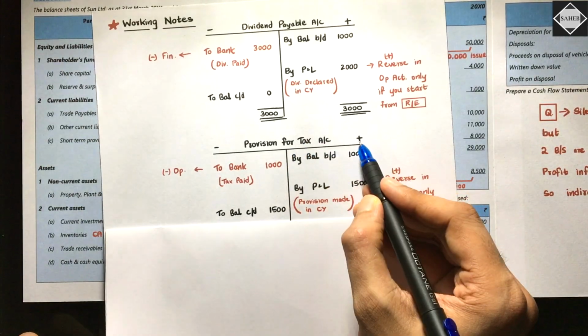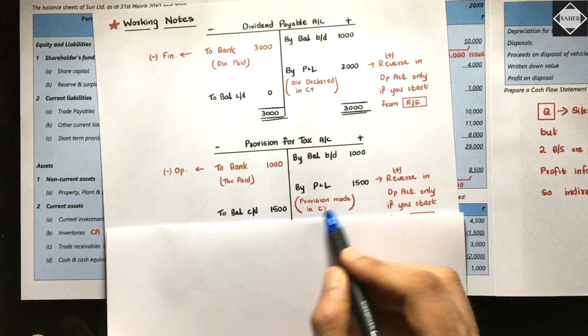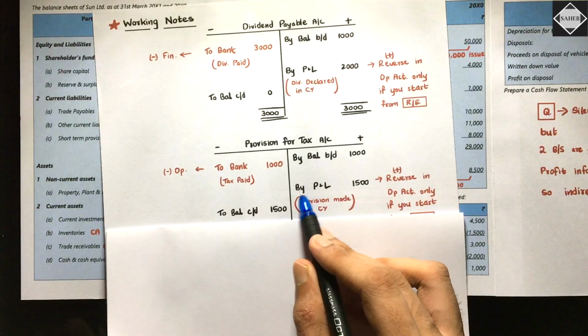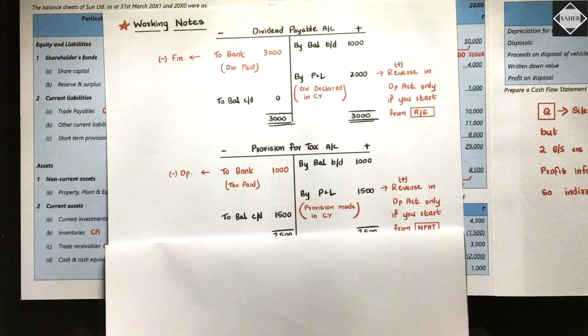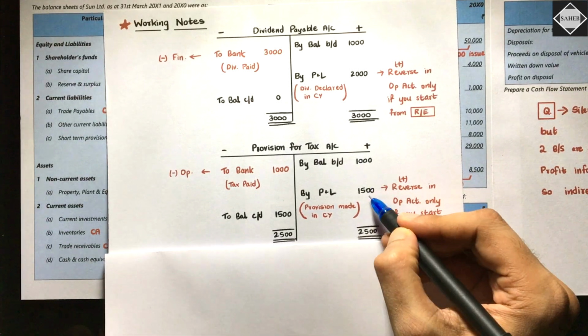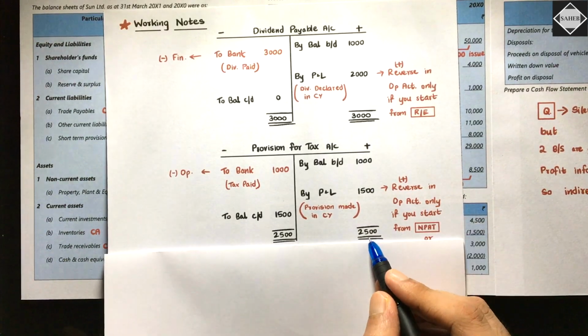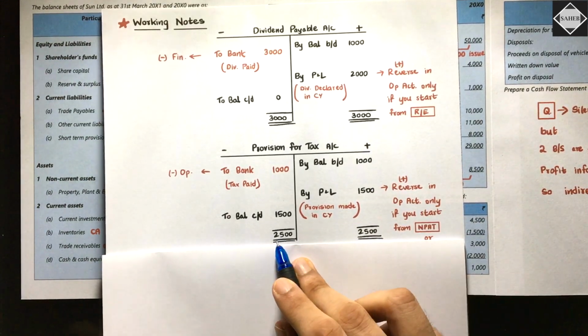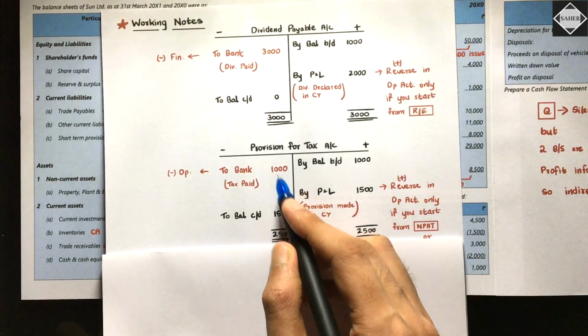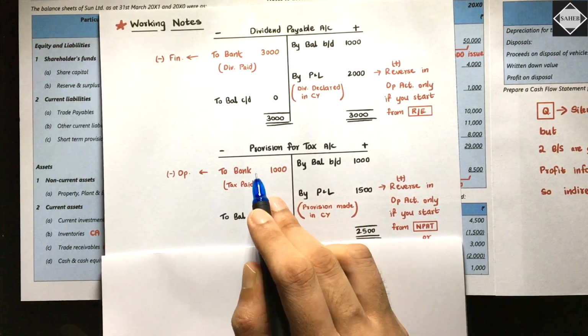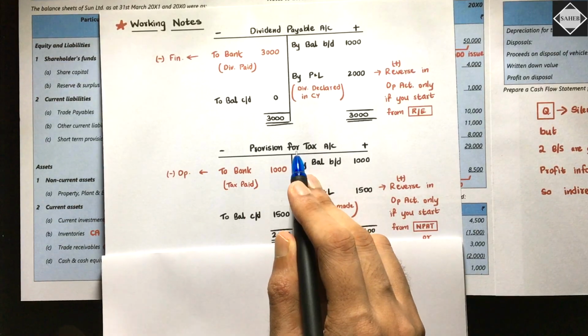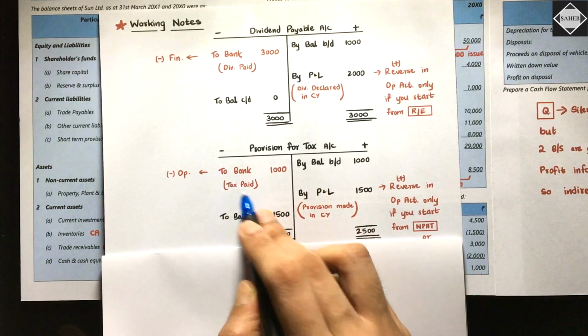Provision for tax has increased in the current year because we have made the provision out of profit and loss. So by profit and loss 1500. Is it clear? Simple. Then you will balance this account. 1000 plus 1500, that's equal to 2500. 2500 on this side. 2500 minus 1500, that's equal to 1000. This 1000 is the balancing figure that we have found out. It's the tax paid. Provision for tax is decreasing because we have made the payment.